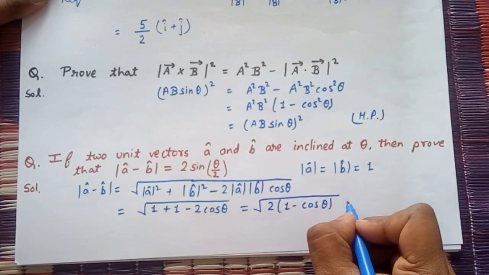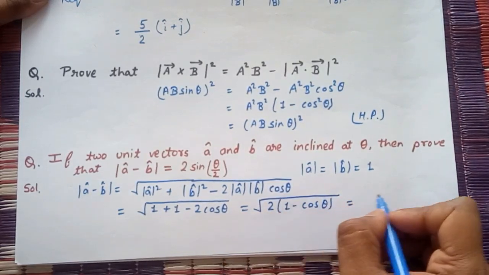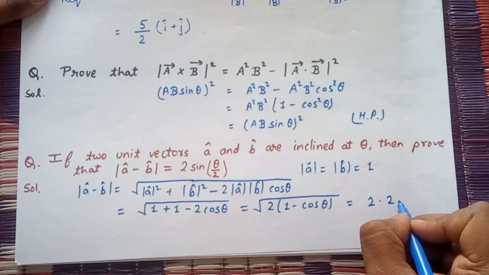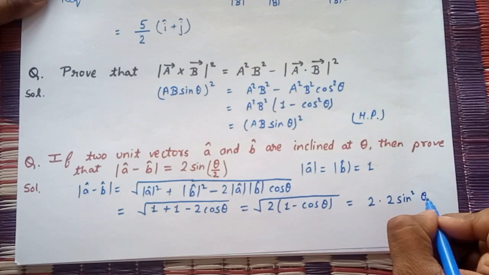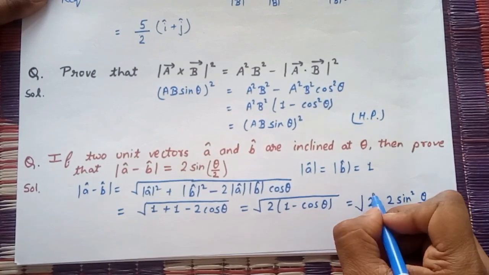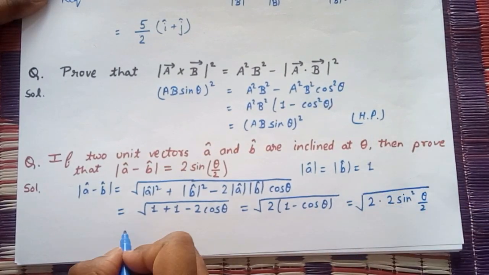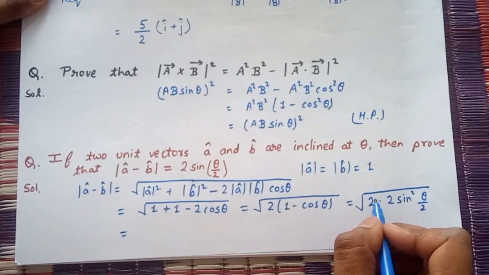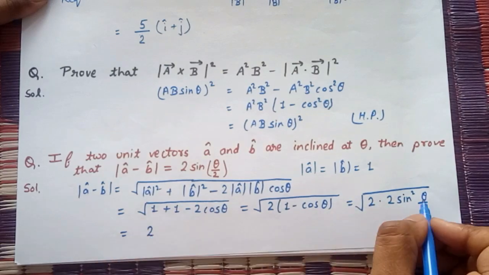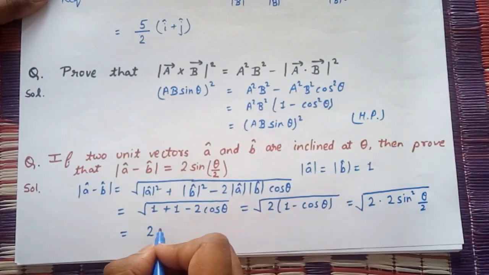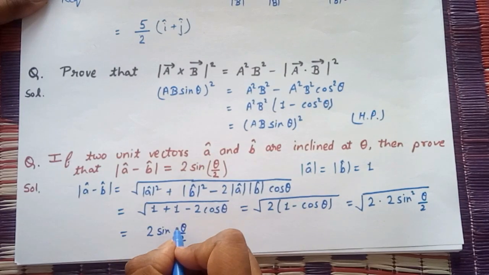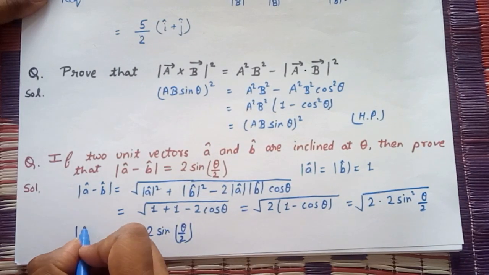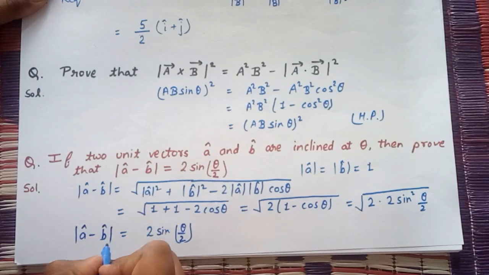As we know by trigonometry, 1 minus cos theta is equal to 2 sin square theta by 2. So 2 into 2 is 4, and the root of 4 is again 2, and the root of sin square theta by 2 will be sin theta by 2, and this one was a cap minus b cap.